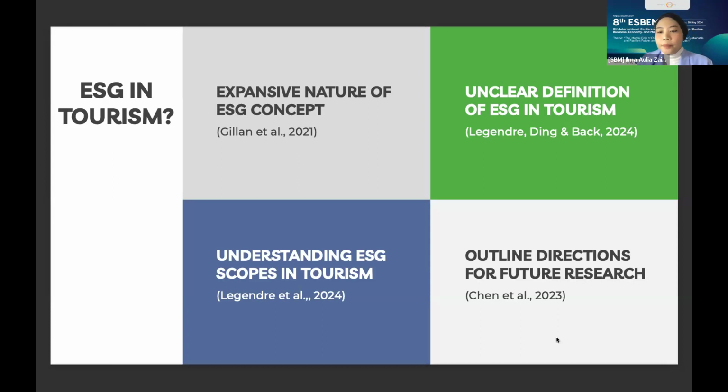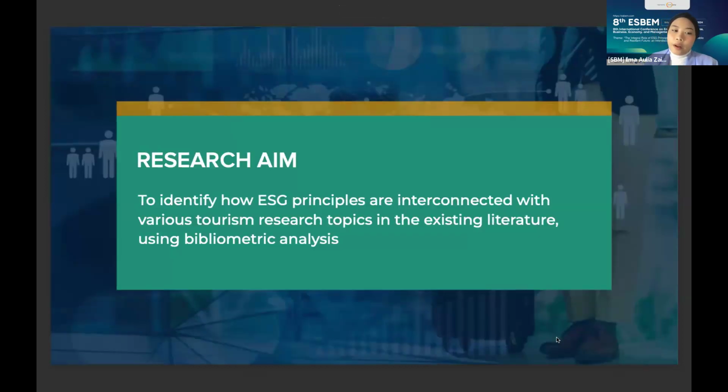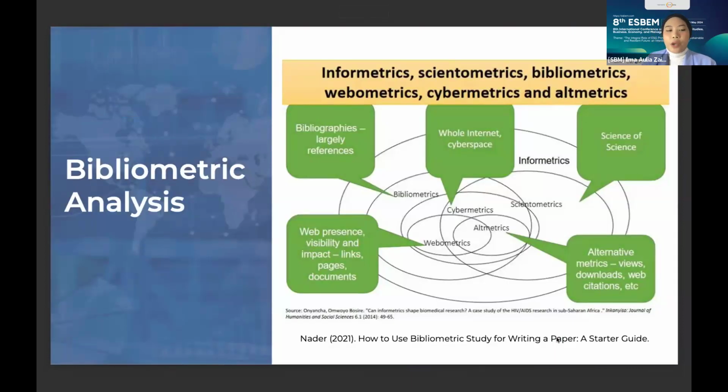So next, please. Therefore, this research aims to explain how ESG principles are interconnected with various tourism research topics in the existing literature using bibliometric analysis. I'm going to explain more about bibliometric analysis in the next slide, please. Okay, so in terms of methodology, I'm using an infometrics approach.